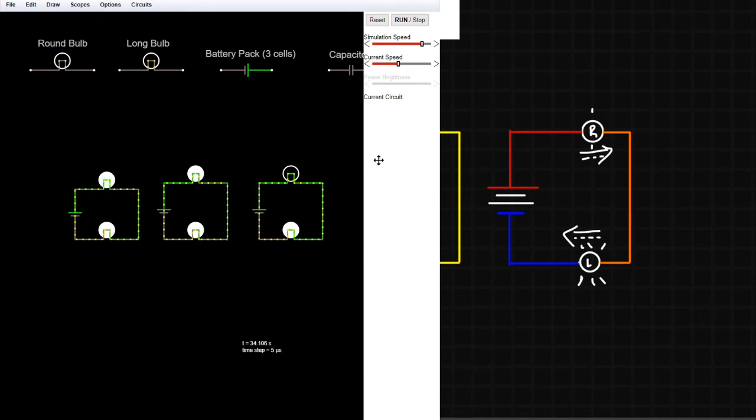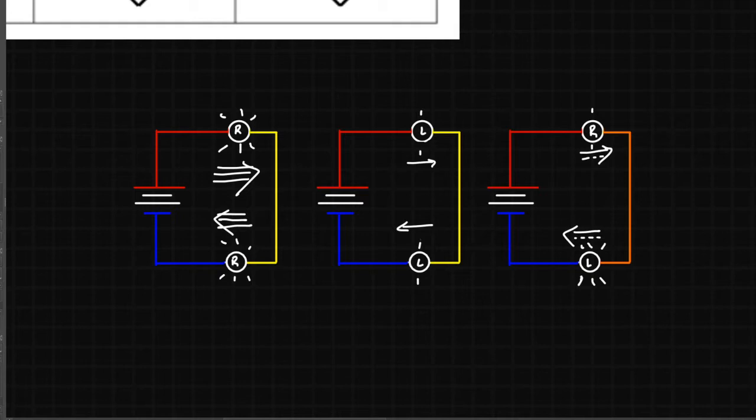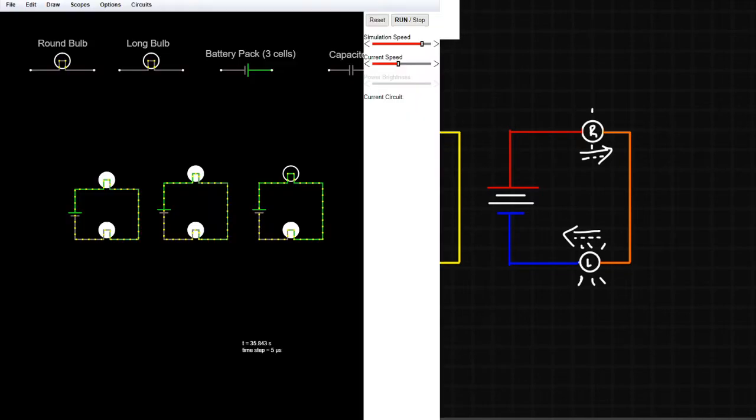Over here on the left, this is the 2 round bulbs, 2 long bulbs, and then round and long, just like right here. And what we're going to be doing is looking at how Falstad describes these circuits, and then compare them to how we describe the circuits. So the first thing I want to look at is our battery packs. This red to blue drop. What does Falstad call that?